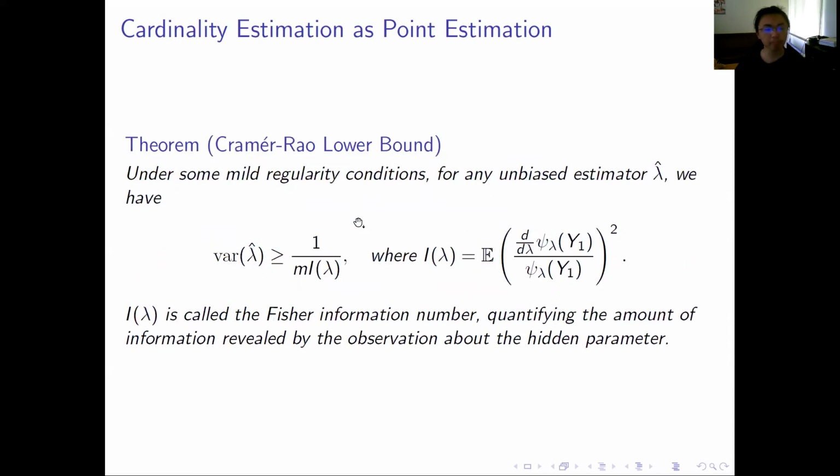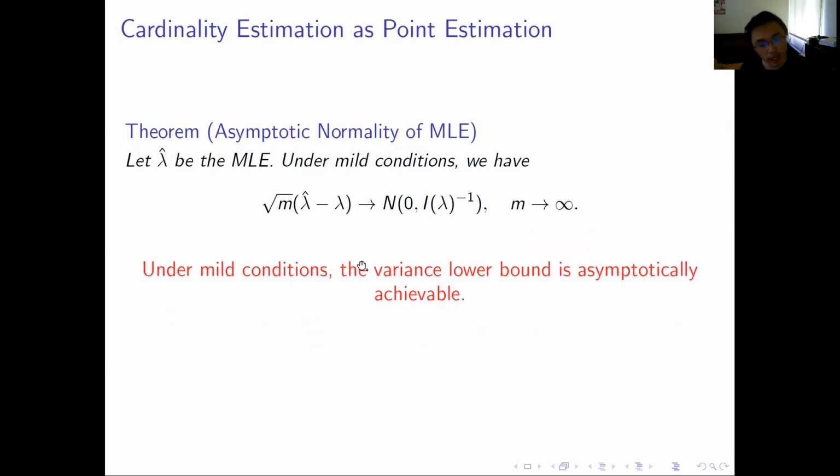It turns out that the variance of any unbiased estimator is lower bounded by 1 over m times the Fisher information number of that distribution family. The Fisher information number might be less familiar to us compared to the Shannon's entropy, but it basically quantifies the amount of information revealed by the observations about the hidden parameter. What's more, it's asymptotically achievable. In fact, under mild conditions, the maximum likelihood estimator achieves the Cramér-Rao bound.